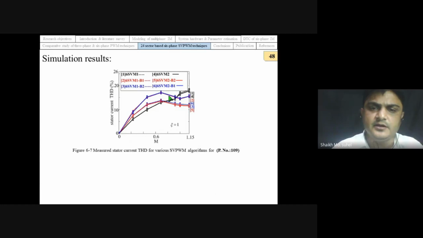Our conclusion here is that the technique 6-phase SVM2B2 can produce a lower stator current distortion at higher modulation index, and 6-phase SVM2 can actually result in lower stator current distortion for lower values of modulation index. These are the experimental results.